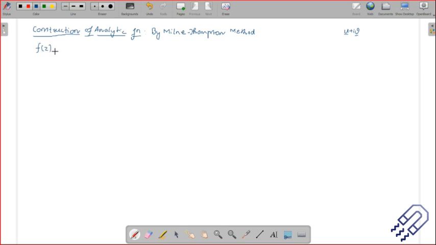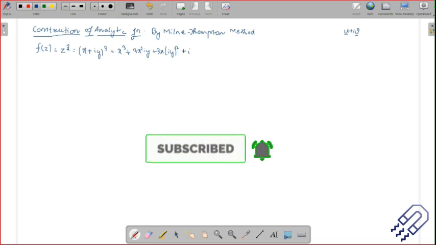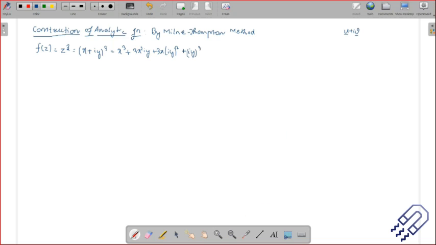If we have, let's say, f(z) is equal to z cubed, we can write it down in terms of x and y, right? So it is (x plus iy) cubed, and whenever we are doing any kind of analytic analysis of a function, we divide it into the real part and the imaginary part. So it can be a cubed plus 3a square b, plus 3ab square, and then plus b cubed. So we can do it this way.